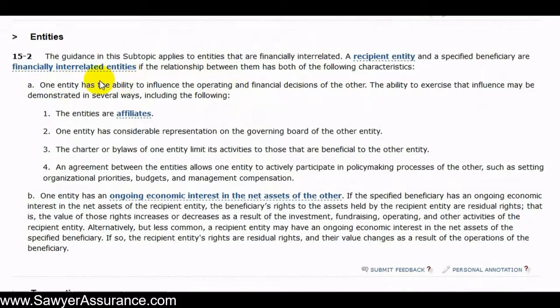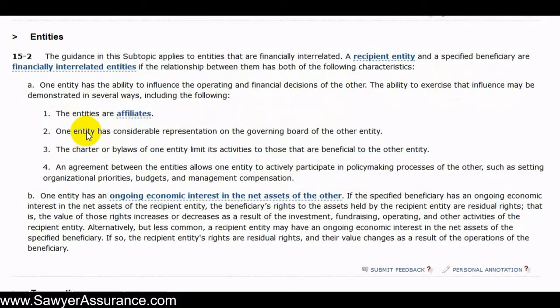And these are the same as from the definition, where one entity has the ability to influence operating and financial decisions of the other, and one entity has an ongoing economic interest in the net assets of the other. So let's take on this first characteristic first. So this ability to exercise influence on the other entity could be demonstrated in several ways. First of all, the entities could be affiliates.